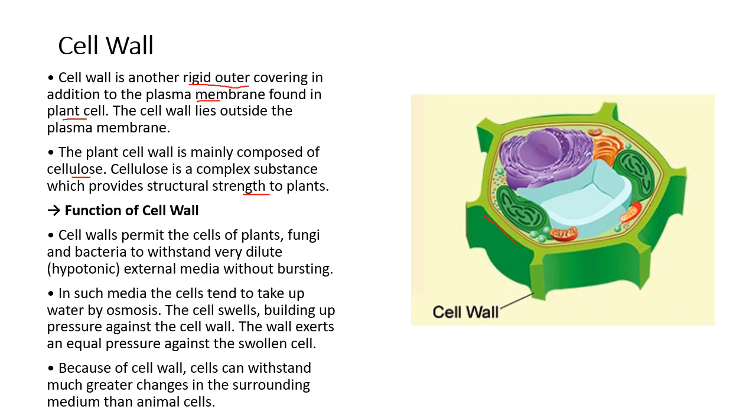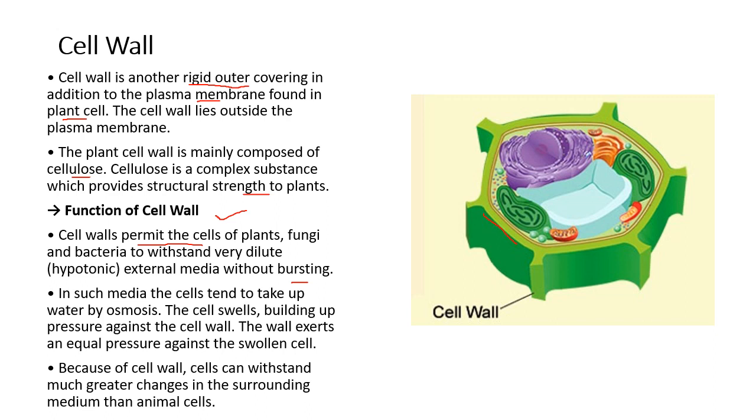It is made up of cellulose. So cellulose will give the structural strength to plants. Now let's see the functions of cell wall. Cell wall permits the cells of plants, fungi and bacteria to withstand very dilute external media without bursting. So this is the first function of cell wall.